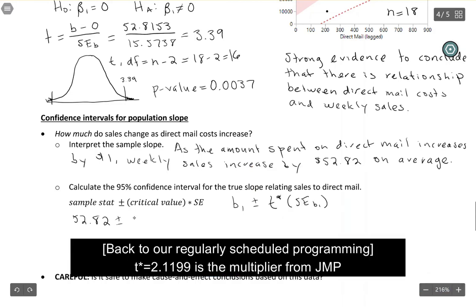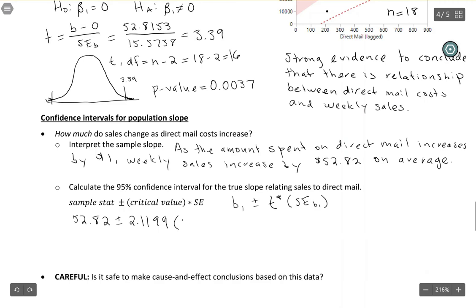Okay, so plus or minus 2.1199, and then multiply the standard error. Again, we're getting this from the output, 15.5738, and when we put that together, it's between 19.80 all the way up to 85.83.